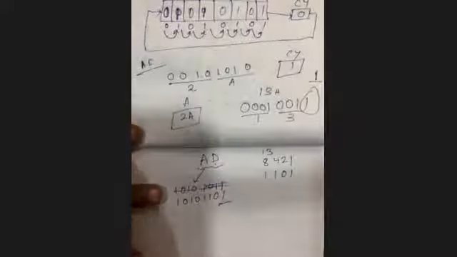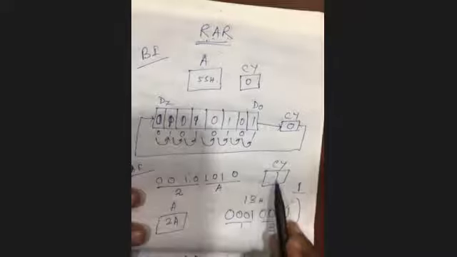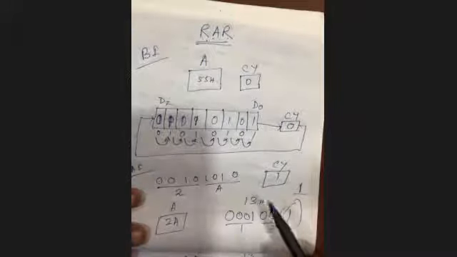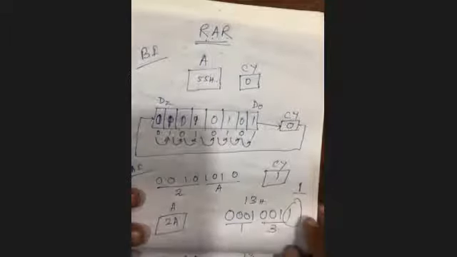To check whether any number is an odd number or an even number, we use RAR. So how can we identify? After the operation, if the carry flag is set, then it's an odd number. If the carry flag is reset, it's an even number. So to find out odd and even numbers, we use RAR.